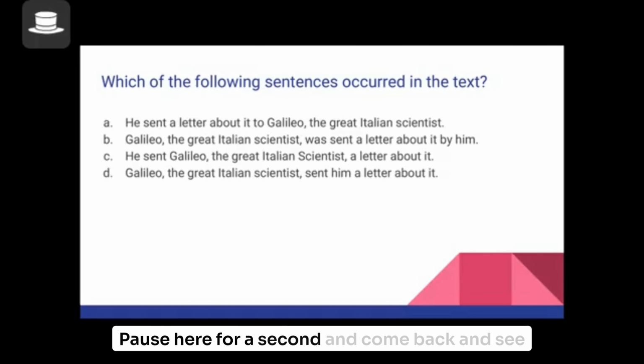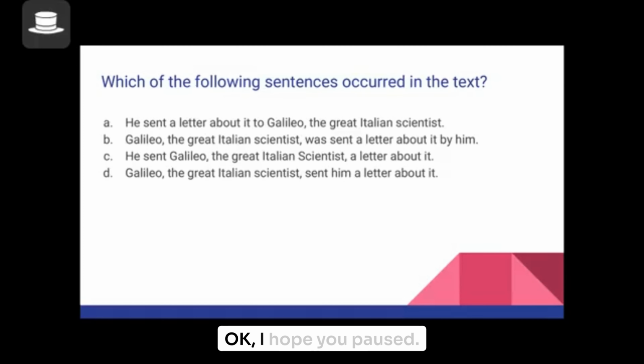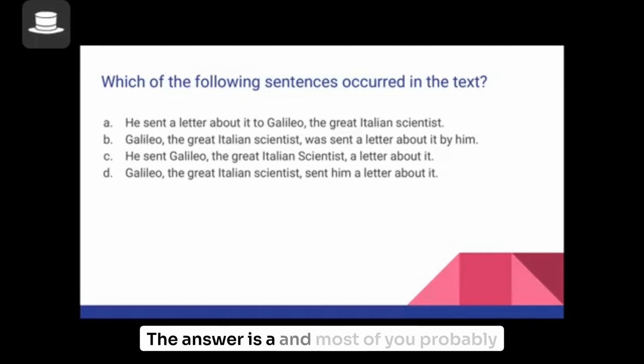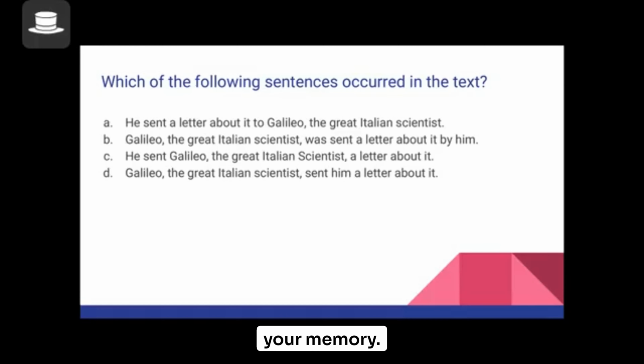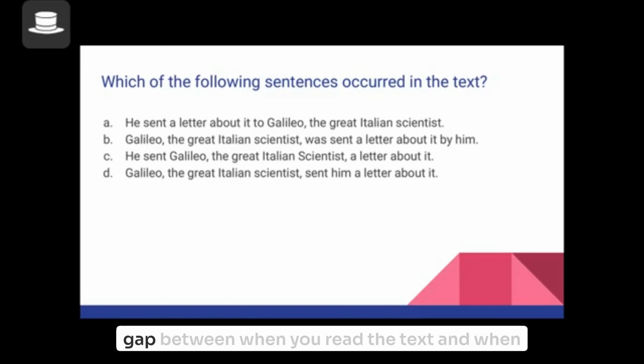Now, pause here for a second and come back and see if you can accurately remember the exact sentence. Okay, I hope you paused. The answer is A, and most of you probably remember it still because it's still fresh in your memory. But if there was enough gap between when you read the text and when you encountered this question, most likely you forget the exact wording.